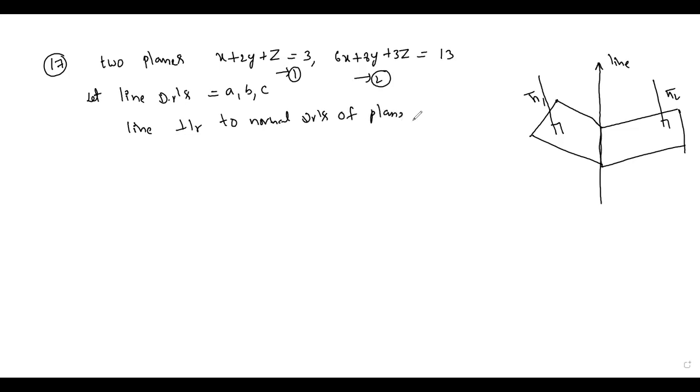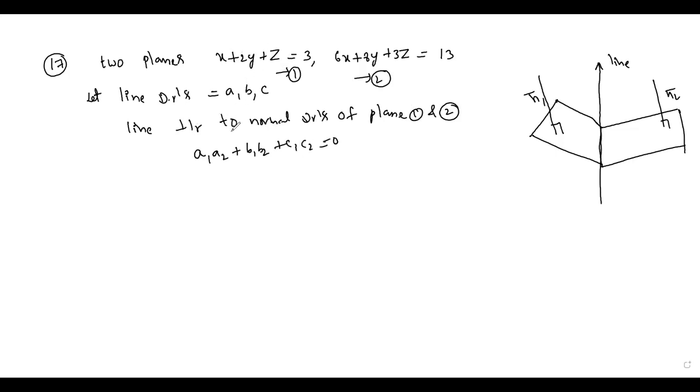Plane 1 and 2. Now here, what do normal DRs mean? The DRs here, 1, 2, 3, are 1 to 1 because they are just the coefficients of x, y, z. We'll take it as that. Now perpendicular means A1A2 plus B1B2 plus C1C2 equal to 0.